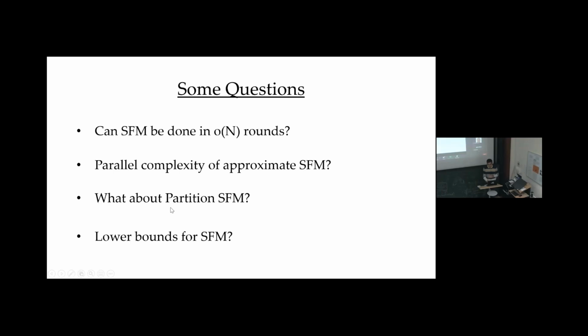Then I would like to throw out these questions: even for the special case of partition SFMs, where there is an R parameter, can you minimize them in something like n plus poly R? Like if there are only constantly many partitions, can you do it in linear time in that case? And then finally, this is the question that even Hautian mentioned. What's the lower bound for general SFM? Can you prove anything superlinear here?